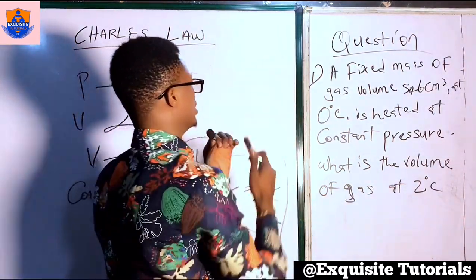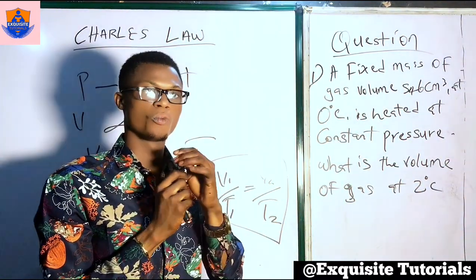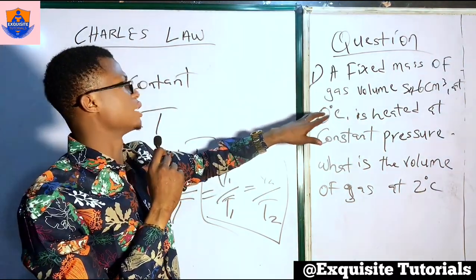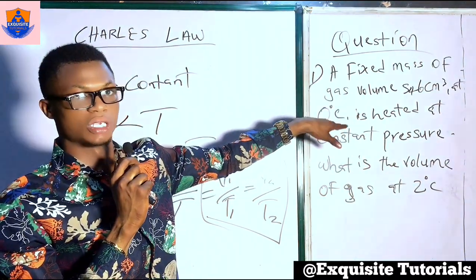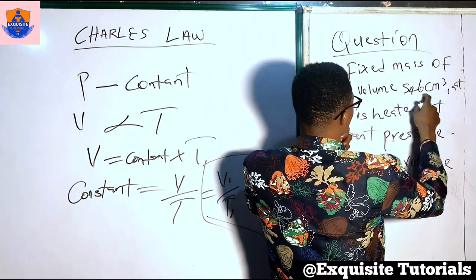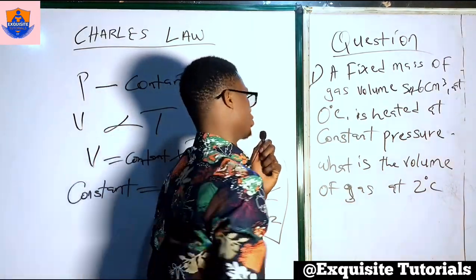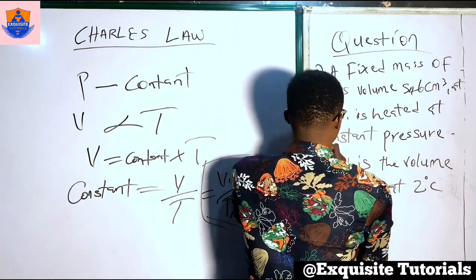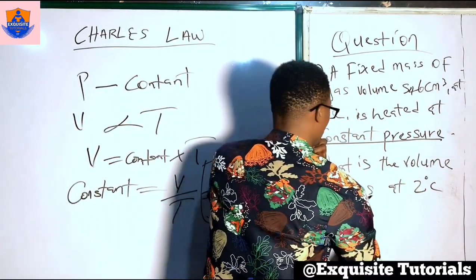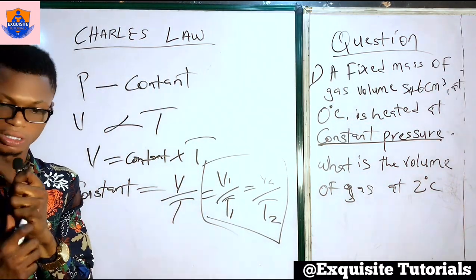Now let's look at this. A fixed mass of gas. Remember, I've told you how to know where an equation is coming from by looking at the parameters that you are given, the properties of gases that you are given. Now, a fixed mass of gas, volume 546 cm cubed at 0 degrees Celsius, is heated at constant pressure. Remember, constant pressure. What is the volume of the gas at 2 degrees Celsius?